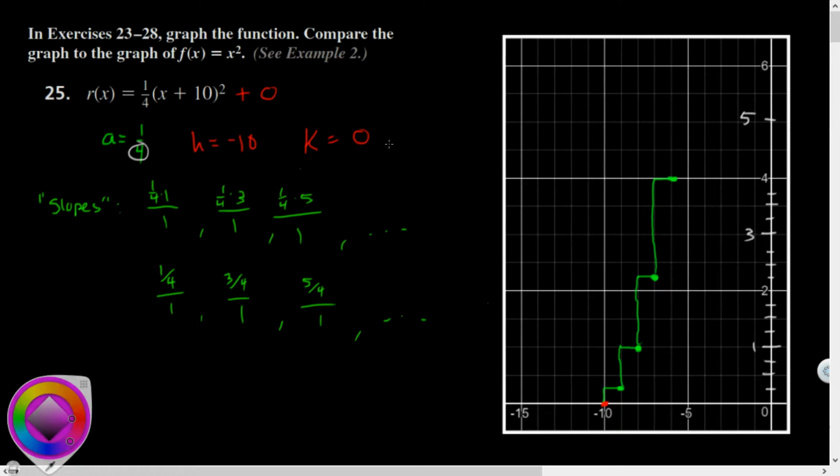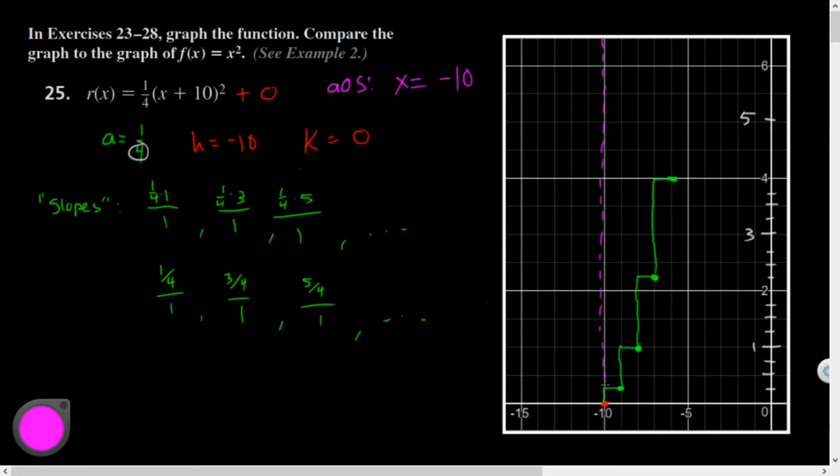The axis of symmetry is going to be x equals the x coordinate of the vertex, so x equals negative 10. So let's draw that so we can do some mirroring. Mirror! All right, so let's mirror some of these points, and we can get so many points.